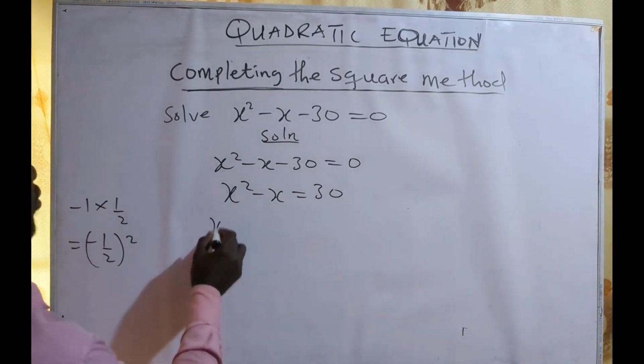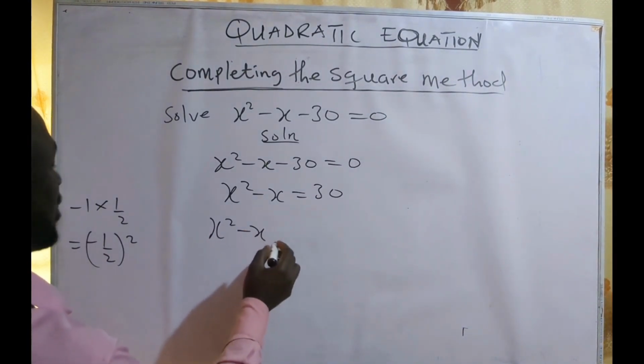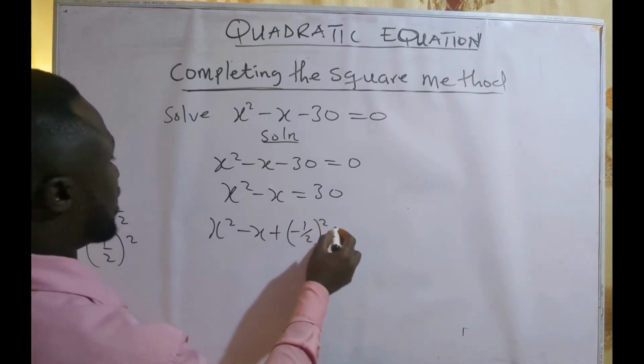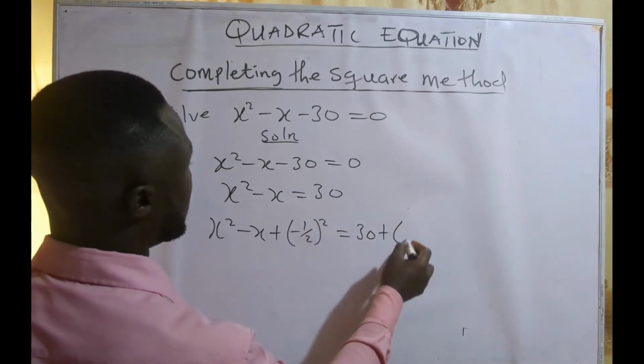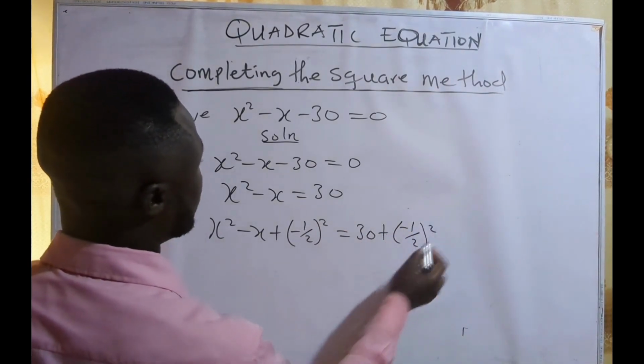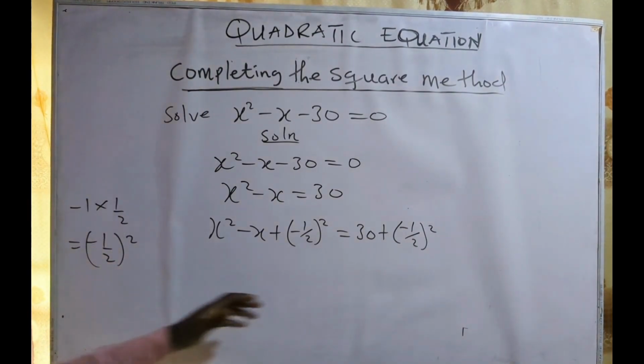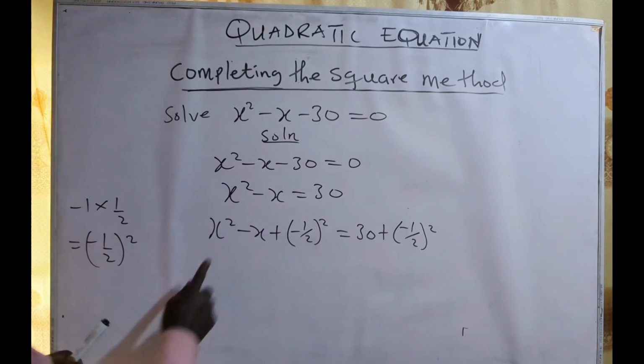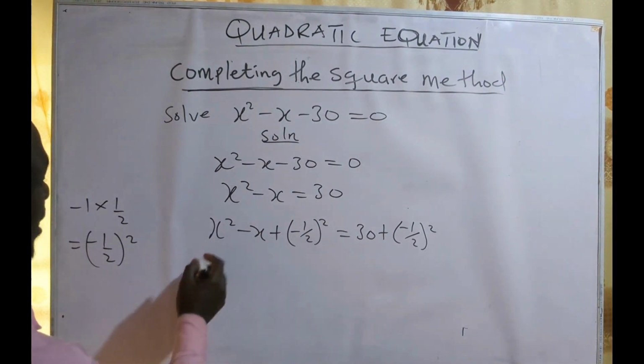So we have x squared minus x, and then we have plus (-1/2) all squared, equal to 30 plus (-1/2) also all squared. So when we add to both sides of the equation, we have not changed anything. It is the same thing. Alright, then we have completed the square. So what will become our answer here?